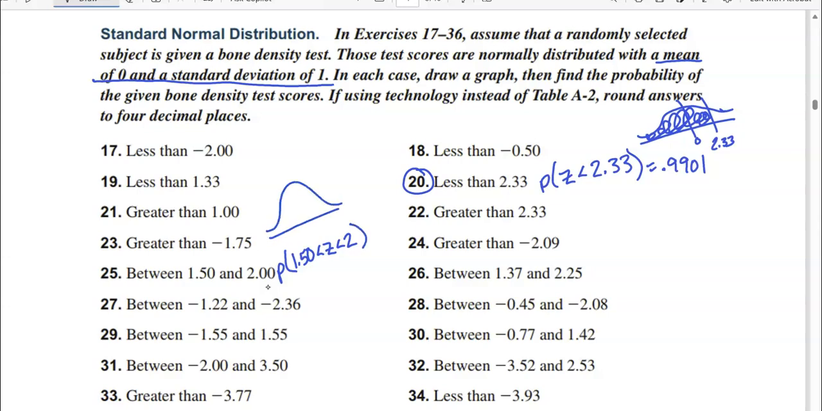Picture. Zero's in the middle. Here's 1.5. Here's 2. And these pictures do not have to be drawn to scale. Just want an idea of what it's going to be. That's going to be a small area, right? It's definitely going to be less than half.